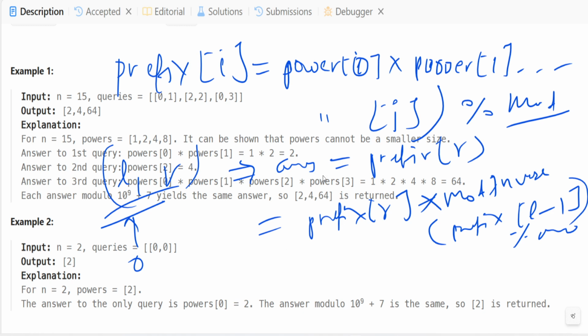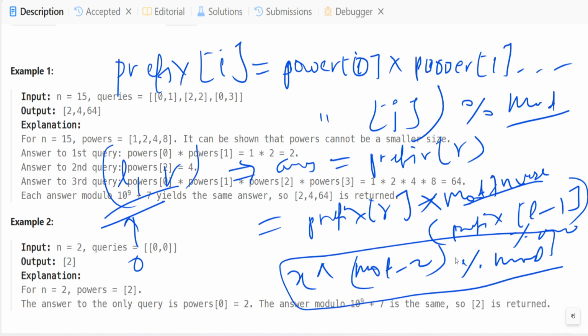The mod inverse is nothing but power of mod minus 2, and we'll take the mod. Which theorem is this? This is Fermat's Little Theorem. Based on that, we have to find the inverse mod.